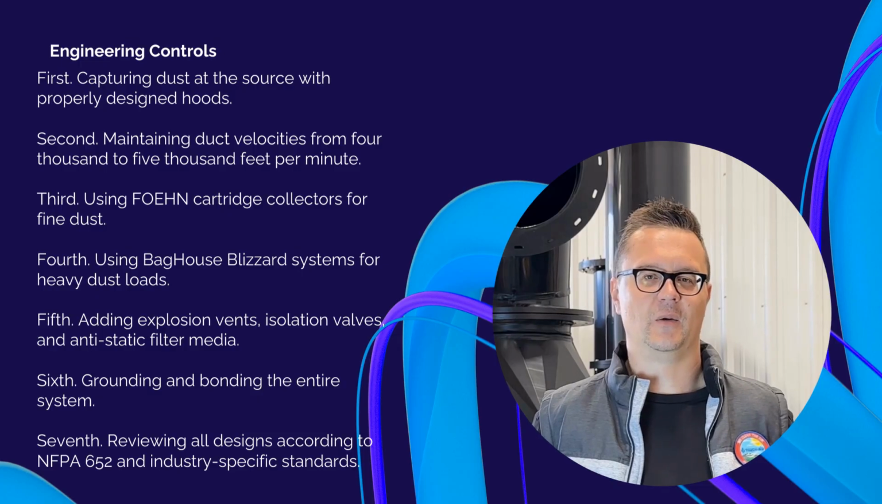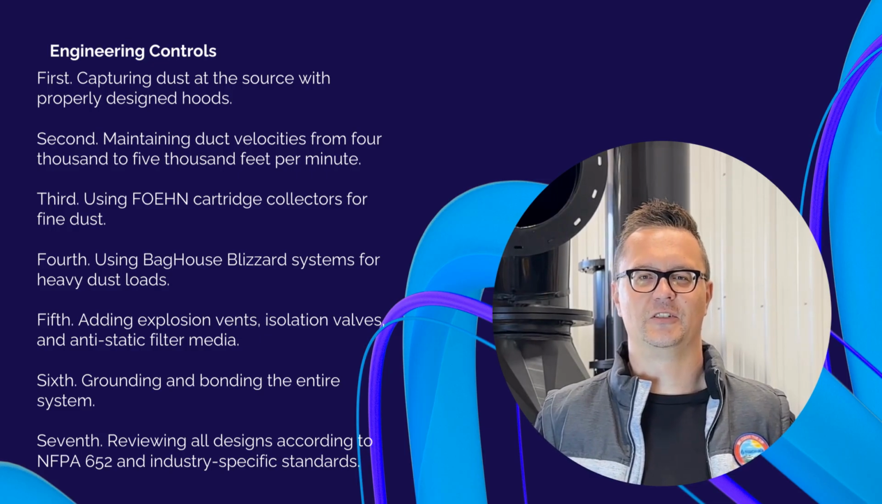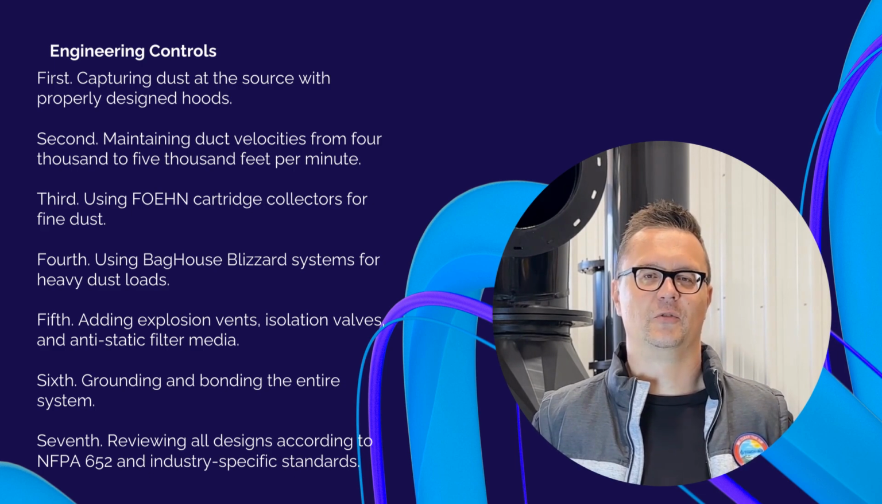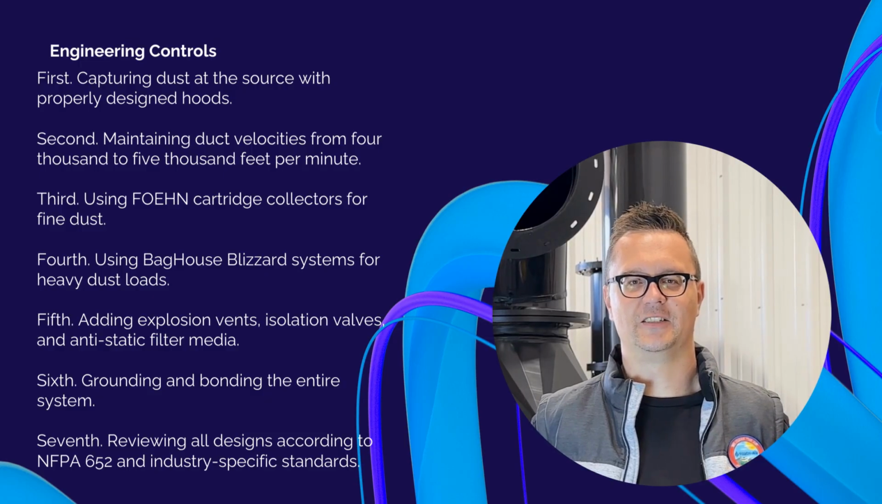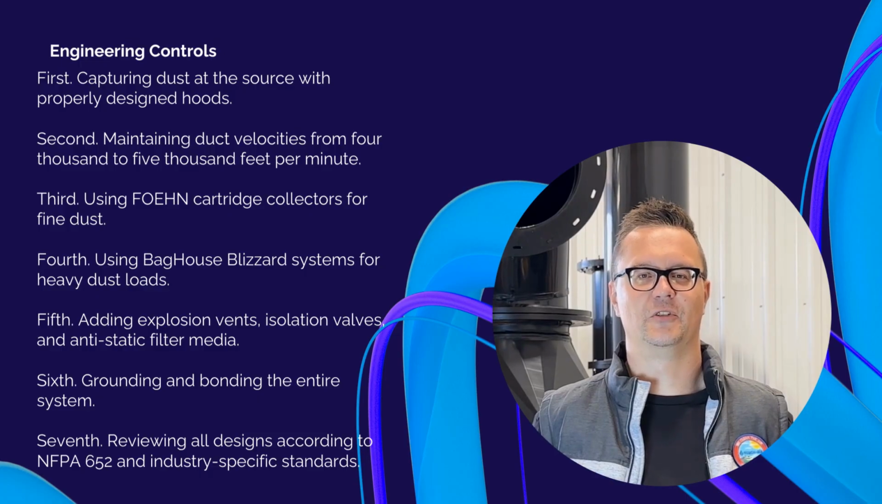Engineering controls. How I manage combustible dust. My safety first design approach includes: first, capturing dust at the source with properly designed hoods. Second, maintaining duct velocities from 4,000 to 5,000 feet per minute. Third, using cartridge collectors for fine dust. Fourth, using baghouse systems for heavy dust loads. Fifth, adding explosion vents, isolation valves, and anti-static filter media. Sixth, grounding and bonding the entire system. Seventh, reviewing all designs according to NFPA 652 and industry-specific standards. This creates a compliant and reliable dust control system.